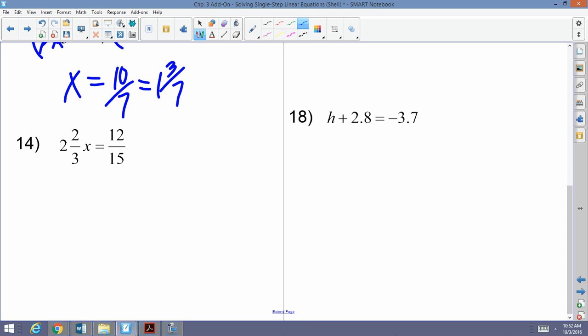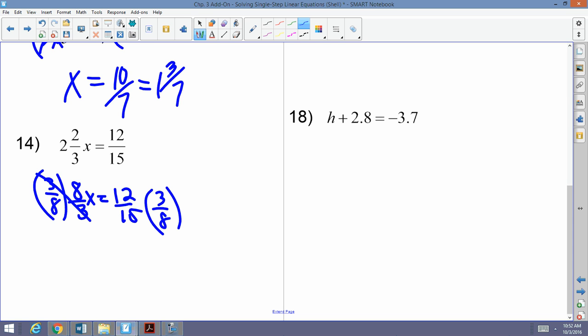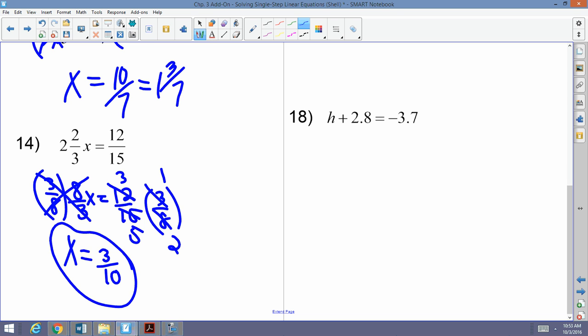So when you have a mixed number, you convert it into an improper fraction, which is 8/3 x equals 12/15. Now you multiply by 3/8 on both sides. These cancel. x equals, 3 goes into 3 one time, it goes into 15 5 times, 4 goes into 8 2 times, 4 goes into 12 3 times. So my answer will be 3/10. Make your life easy by cross-reducing.